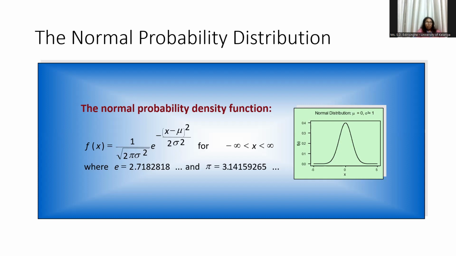So first we will have to learn about the normal probability distribution. This is how it is showing. It is actually that means random variable starting from minus infinity to plus infinity.